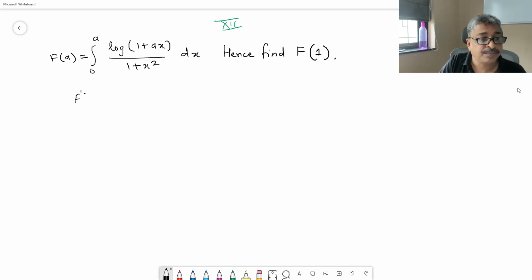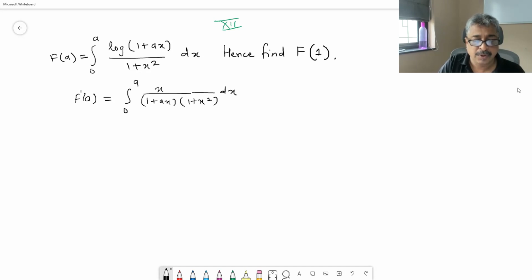F dash of a is equal to integral 0 to a of the partial derivative of the first term, which is x upon (1 plus ax) into (1 plus x square), dx, plus, when the upper limit is a function, the derivative of the upper limit is 1 into, substitute the parameter wherever you have x, and therefore you end up getting log(1 plus a square) divided by (1 plus a square).